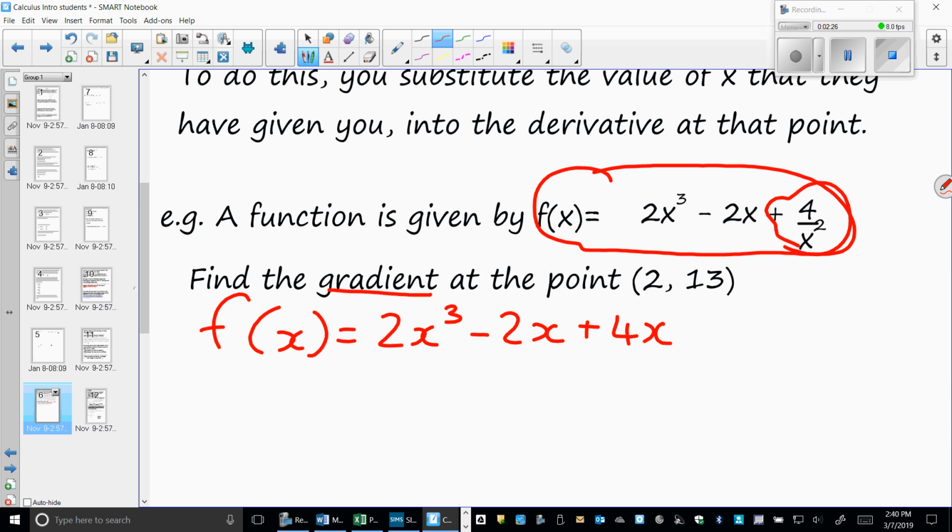What is it, -2? Yes, it'll be -2. Can you explain to Dinah why? Because you're bringing it to the top. So remember, any powers that are on the bottom of the fraction, when they're put to the top, become negative. Do you remember when we had 1 over x to the 4? This would be x to the -4. Oh yeah, I remember that.